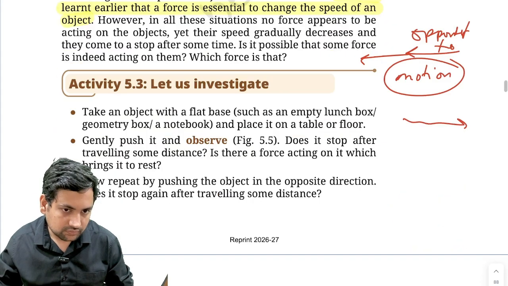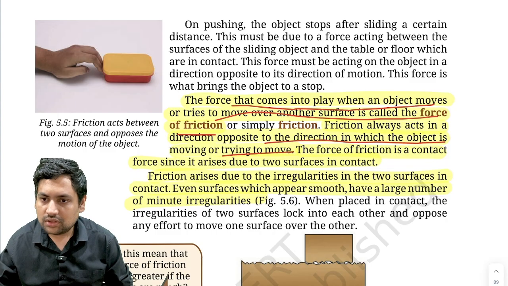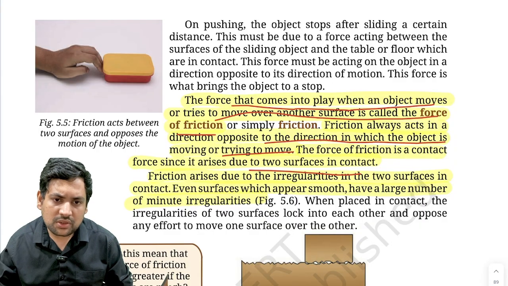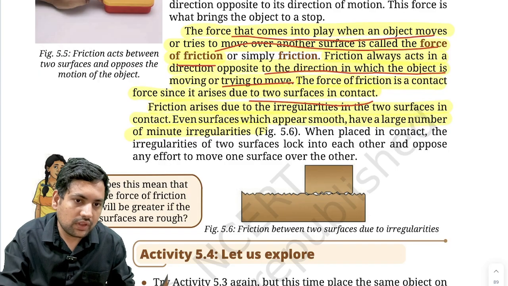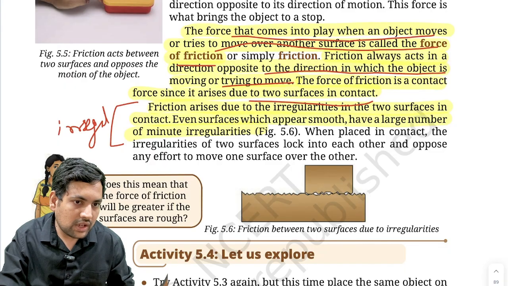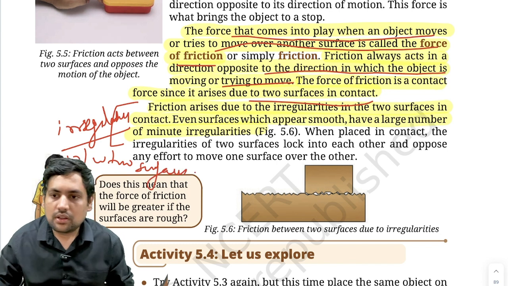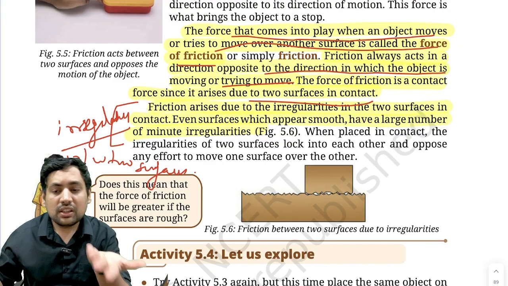Now, the force that comes into play when an object moves or tries to move over another surface is called the force of friction. It always acts in the opposite direction to that in which the object is moving or trying to move. This is a contact force since it arises due to two surfaces being in contact. Friction actually comes from irregularities between two surfaces. If there are more irregularities, there is higher friction. If it is smoother, the friction is less.